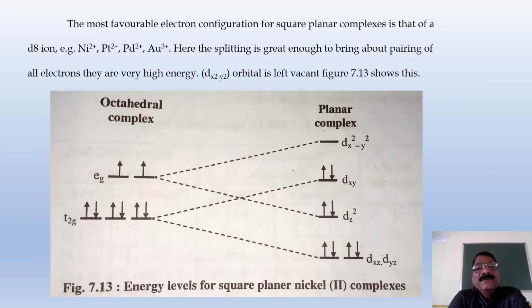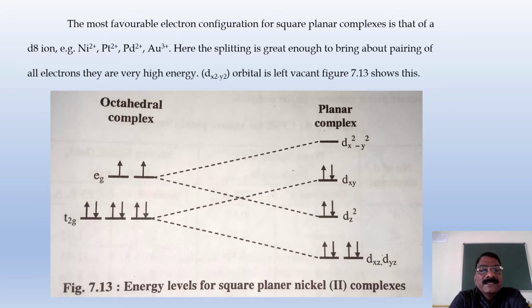The most favorable electron configuration for square planar complexes is that of the d8 ion, for example Ni2+, Pt2+, Pd2+, Au3+. Here the splitting is great enough to bring about pairing of all electrons. The dx square minus y square orbital is very high in energy and is left vacant. The figure shows the splitting of a d8 system.